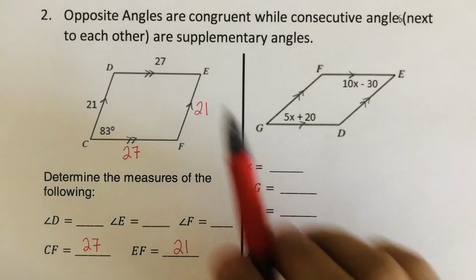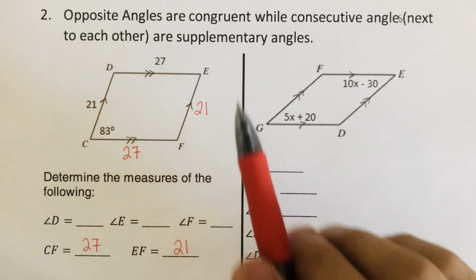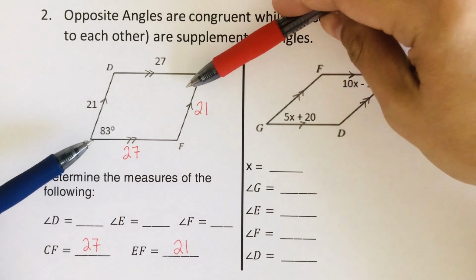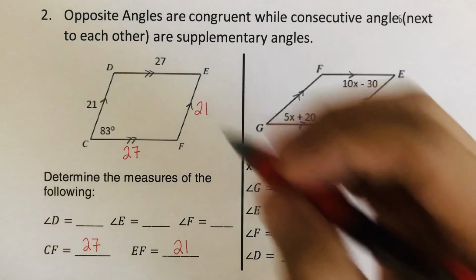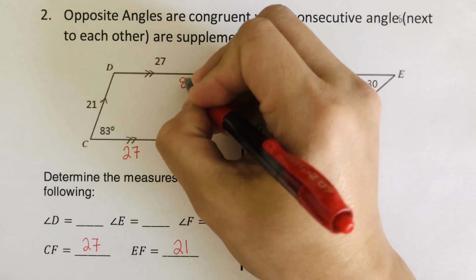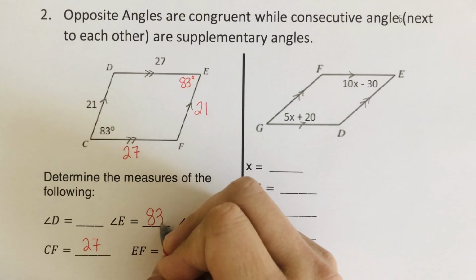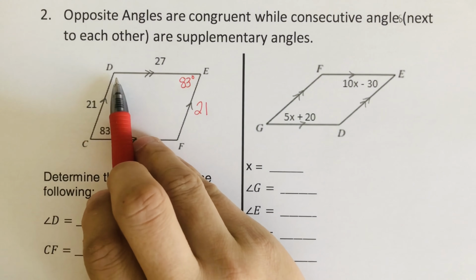Okay, first property, opposite angles are congruent. So these two angles are opposite. That means angle E is 83 degrees. So angle E is 83 degrees. Now, how do I find angle D and angle F?